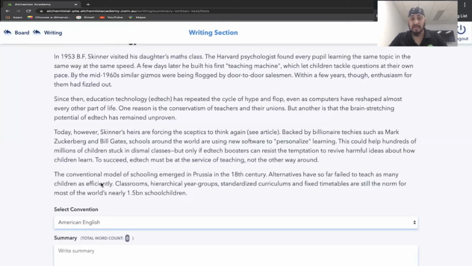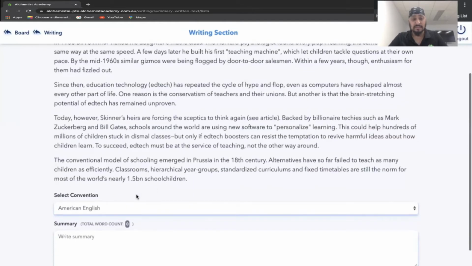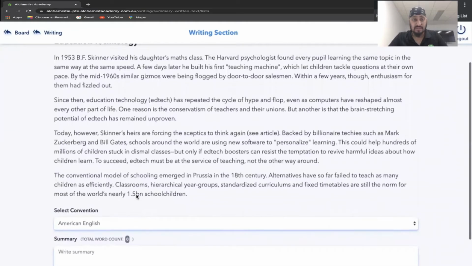Okay, fair enough. The conventional model of schooling emerged in Prussia in the 18th century. Alternatives have so far failed to teach as many children as efficiently. Classrooms, hierarchical year groups, standardized curriculums, and fixed timetables are still the norms of most of the world's nearly 1.5 billion school children. Okay. So I would definitely say that it is related to edtech.